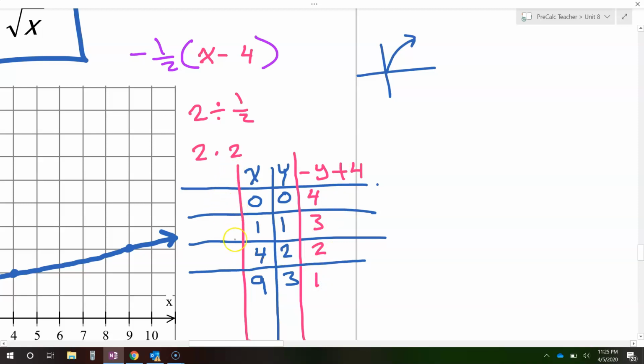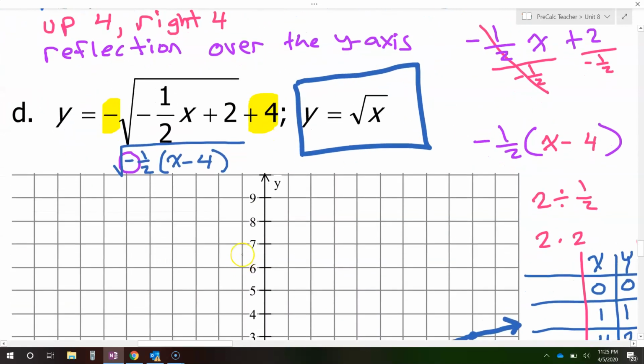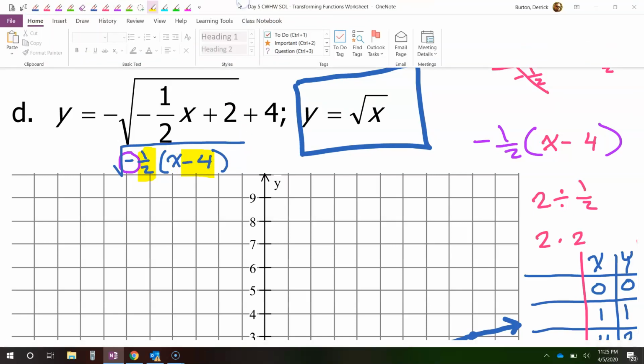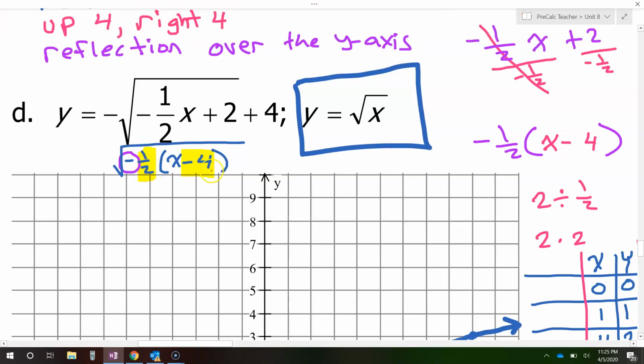Now it's time to do the transformations to the x values. That's going to happen based on what's going on inside the function. I've got the negative sign, the 1/2, and the minus 4. Remember, these are both going to be the opposite of what you would normally think. So instead of 1/2, we're going to be multiplying by 2, so I'll have negative 2x. And then the minus 4 is actually a translation to the right 4, so I'm going to do a plus 4.